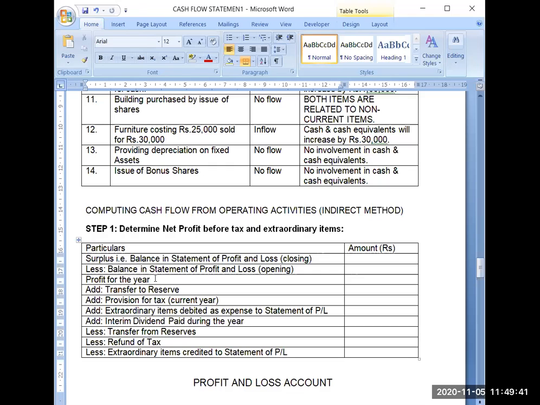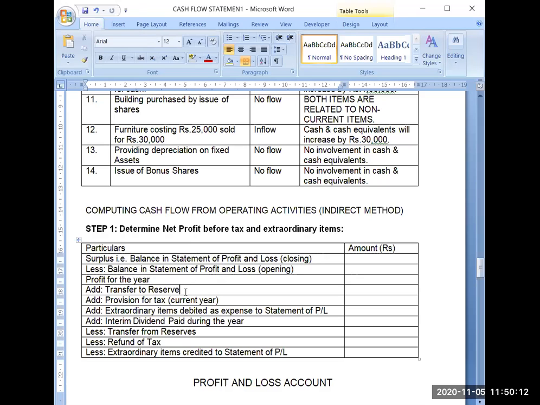Because in most of the questions you will not get profit for the year directly. So how to reach the current year profit? That is the first step to be done. The difference between these two balances given in the balance sheet, current year minus previous year, you will get the profit for the year.